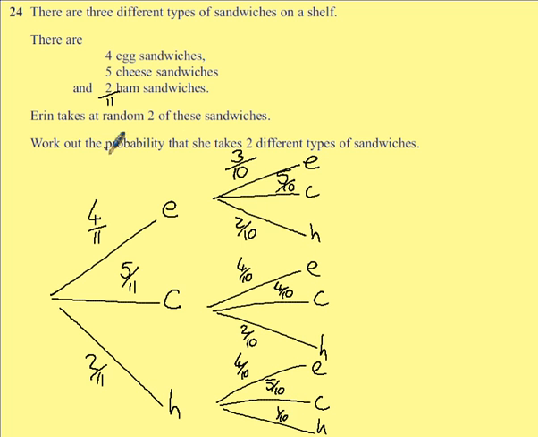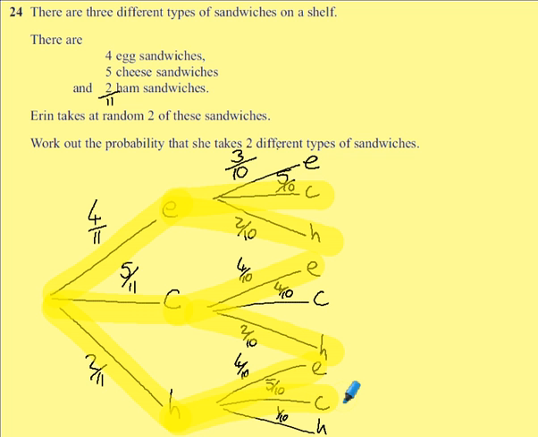We want to work out the probability that she takes 2 different types of sandwich. So let's have a look at all the ways that we could pick 2 different types of sandwich. We could have egg and cheese, we could have egg and ham, we could have cheese and egg, we could have cheese and ham, we could have ham and cheese, or ham and egg. Quite a lot of probabilities that we'd have to work through. So you can either go through and work out what each of those probabilities are, or we can notice that actually we've got a difference, we've got fewer of them left.